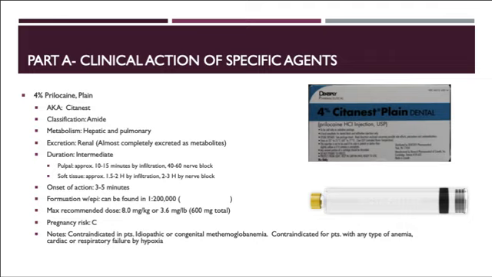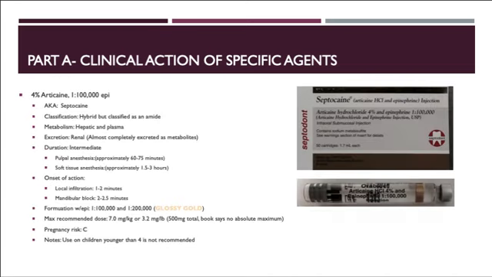The maximum recommended dose is 8 milligrams per kilogram or 3.6 milligrams per pound, with the absolute maximum dose being 600 milligrams. Pregnancy risk category C, and this is really contraindicated in patients with idiopathic or congenital methemoglobinemia. And it's also contraindicated for patients with any type of anemia, or if they have cardiac or respiratory failure by hypoxia. Now here's the one that I was talking to you about that sometimes gets confused with mepivacaine. Because it has a gold band, but I'll get there in just a minute.